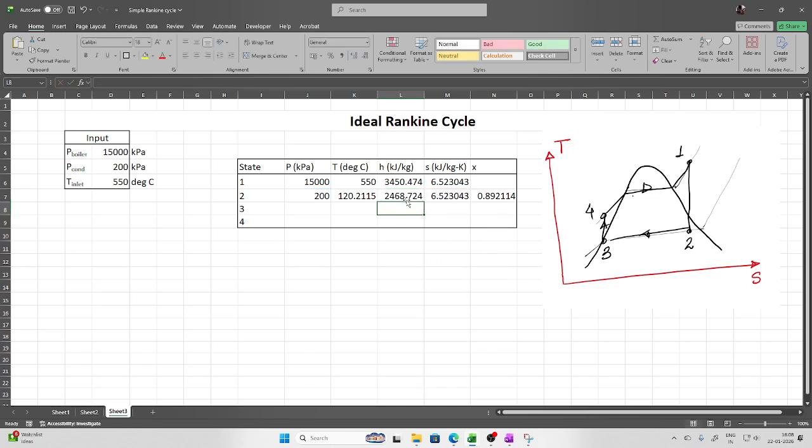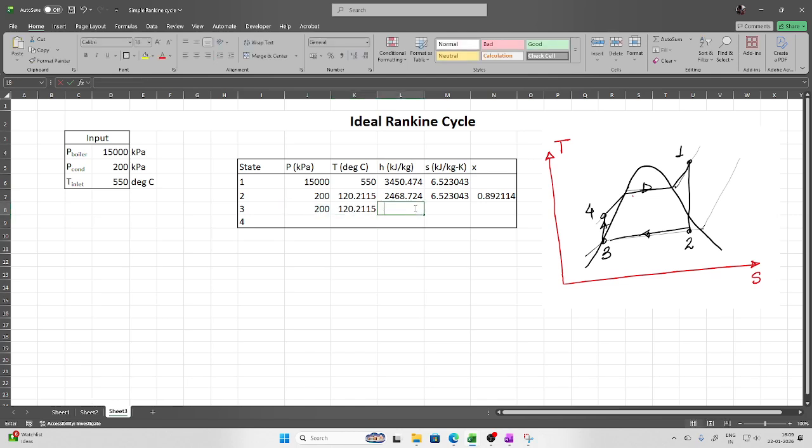So this is the enthalpy at point number 2. Now comes point 3. Again, this is saturated liquid and the pressure has to be condenser pressure. So let us take the same value, and then comes the temperature. This is going to be the saturation temperature corresponding to the condenser pressure.